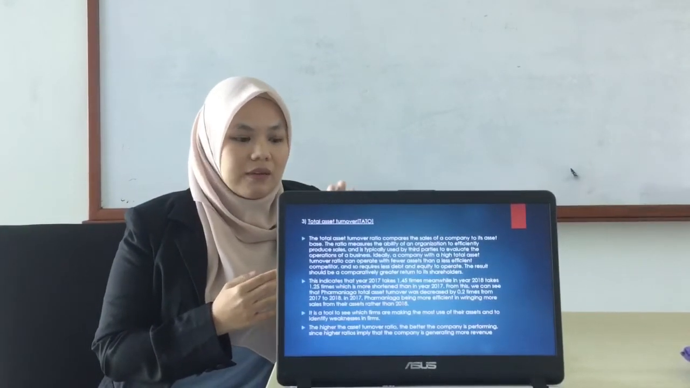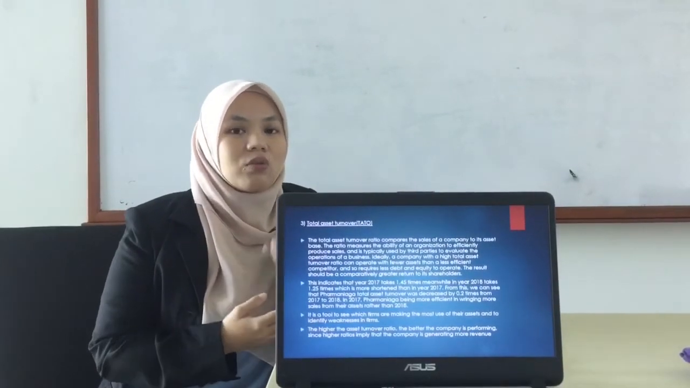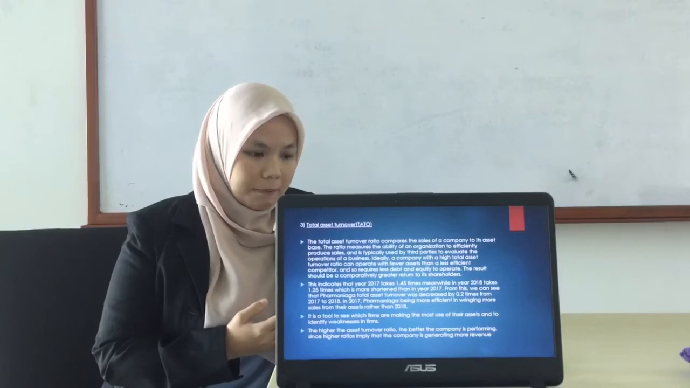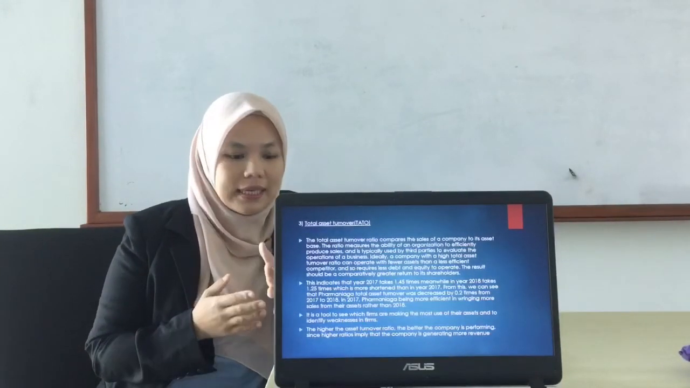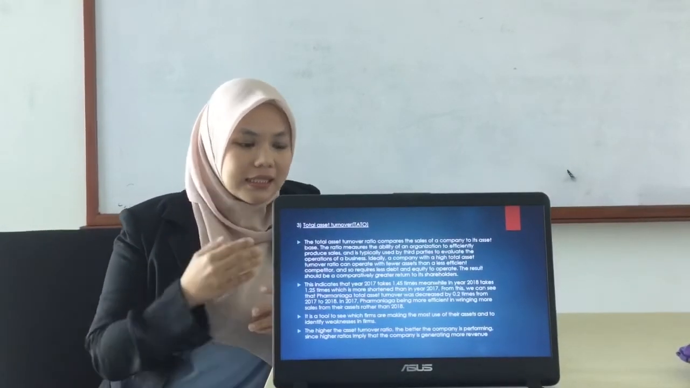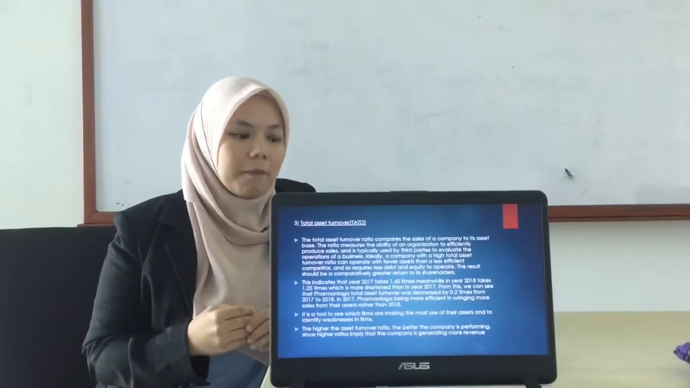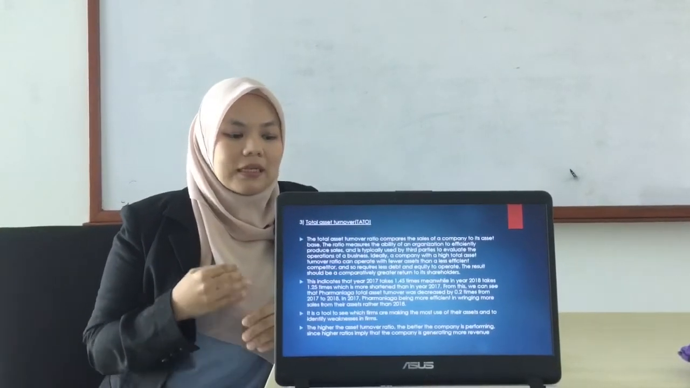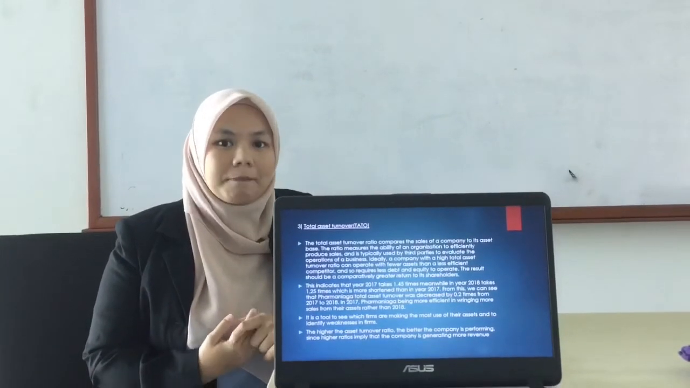In 2017, Pharmaniaga was more efficient in generating sales from its assets than in 2018. This is because it is a tool to see which firms are making the most use of their assets and to identify weaknesses in a firm. The higher the asset turnover ratio, the better the company is performing, since a higher ratio implies that the company is generating more revenue.